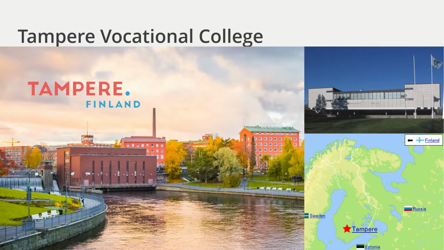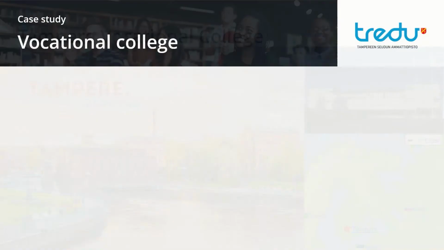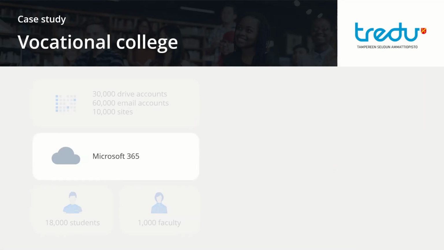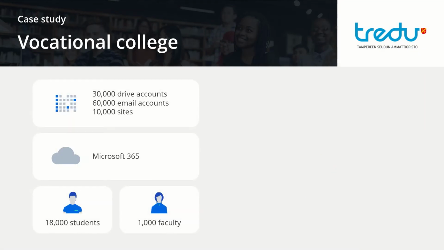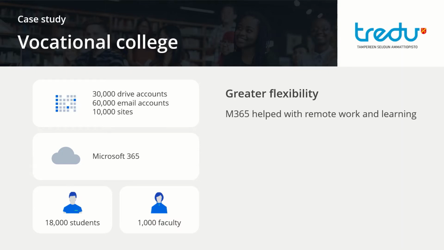This is from Tampere Vocational College, who are using an SA3600 to back up their Microsoft environment. On their Microsoft environment, they have 18,000 students, 1,000 staff members, and over 60,000 email accounts all being backed up to the same unit. For their situation, they were looking to have a system with increased flexibility with all the remote work and remote learning that has become ever more necessary over this past year.